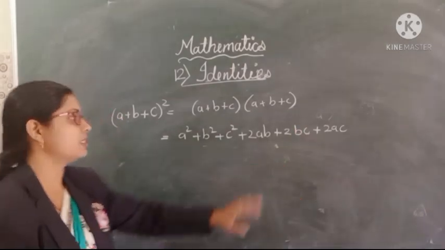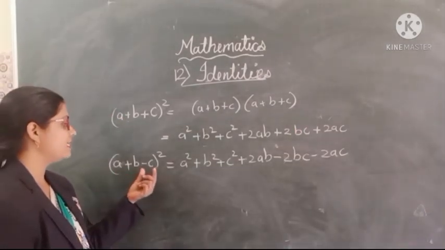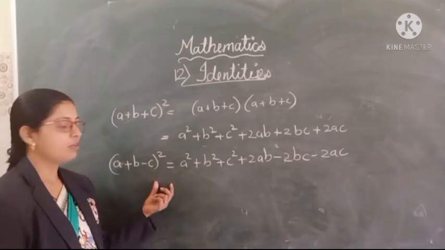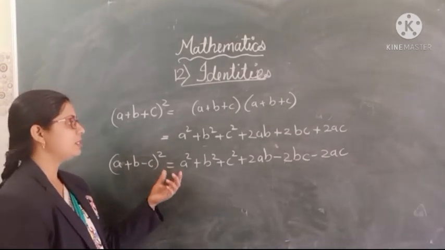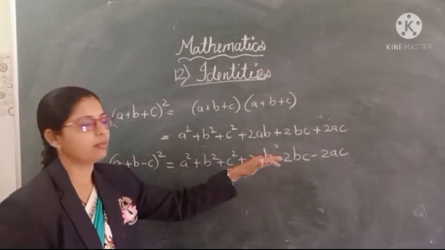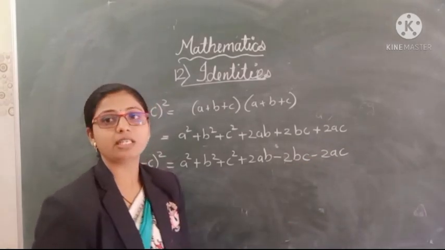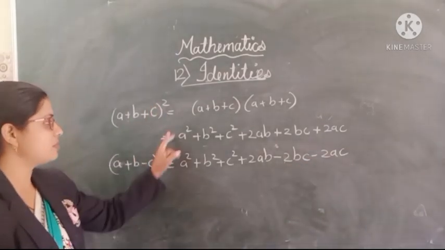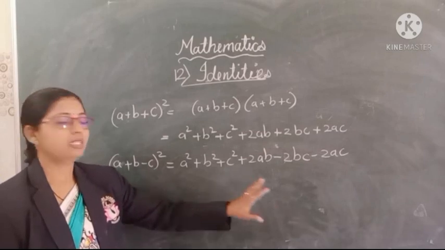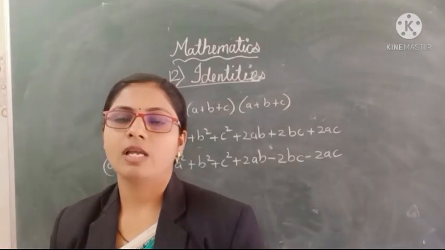Then for subtraction again, for (a + b − c) bracket square, what will you do? You will just copy down all the things the same. It will be all the same. Only the change will be seen here: the last two terms will have the negative sign. Otherwise, only this difference between positive and negative is seen over there. So you can use this identity.